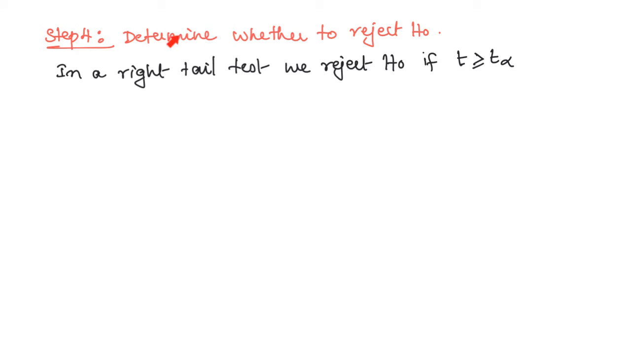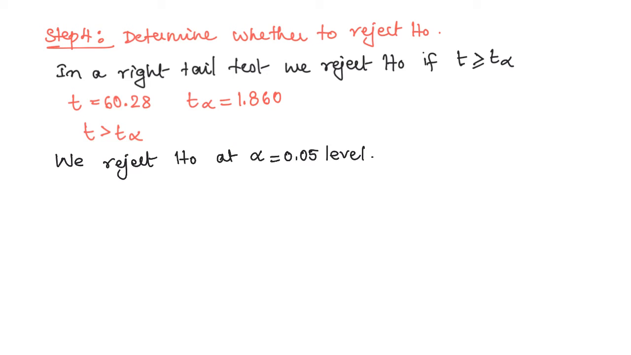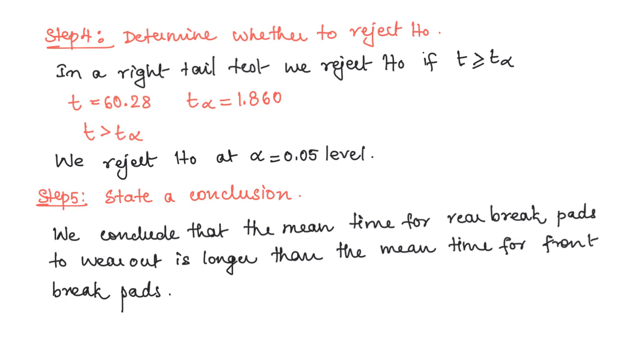Step 4. Determine whether to reject the null hypothesis. In a right tail test, we reject the null hypothesis if t is greater than or equal to t alpha. We got the test statistic t equals 60.28 and the critical value 1.860. So here t is greater than t alpha. So we reject the null hypothesis at the alpha equals 0.05 level. Step 5. State a conclusion. We conclude that the mean time for rear brake pads to wear out is longer than the mean time for the front brake pads.